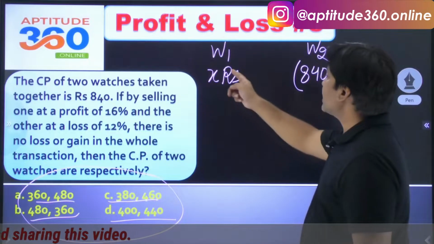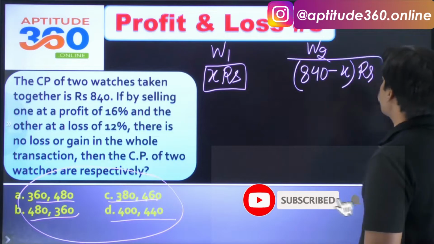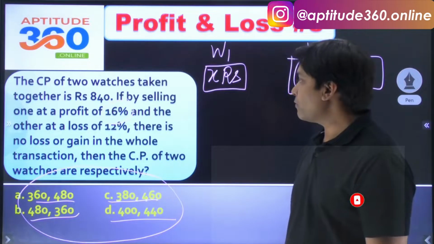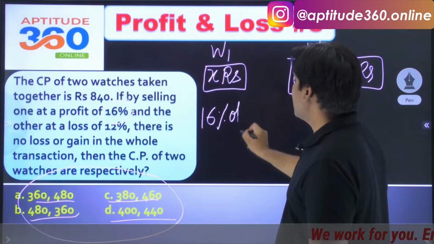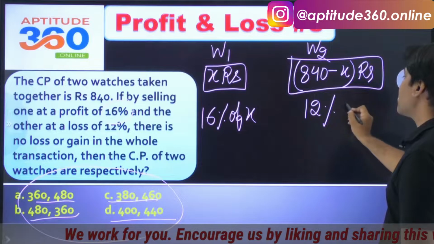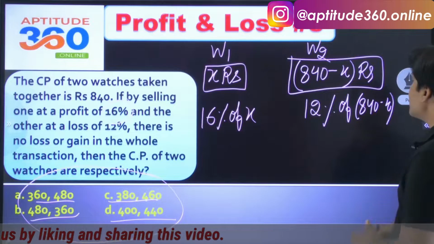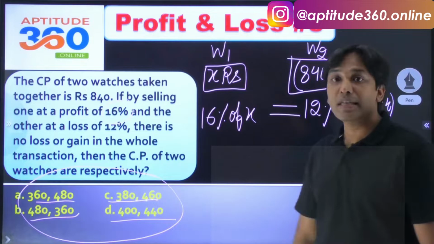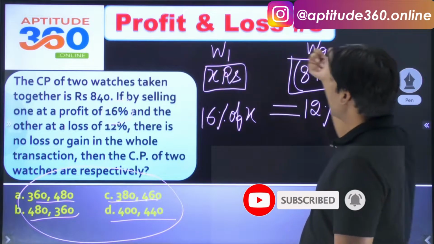So I am assuming that the cost price of the first watch is this, and the cost price of the second watch is this. And the problem tells me that one is being sold at 16% profit. So this is going to be what? 16% of X. And what is going to be the second value? It is going to be 12% of 840 minus X. So this is loss onto this value, and this is the profit onto this value, and these two are nothing but same. And if you equate them, would you be able to find out the value of X?